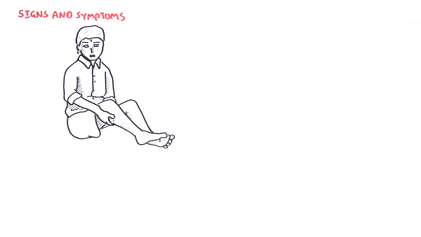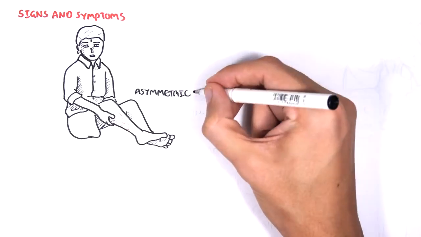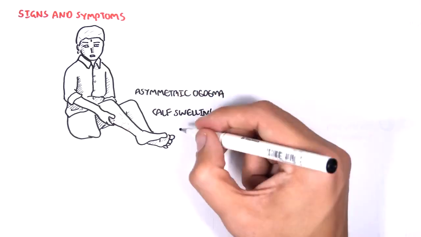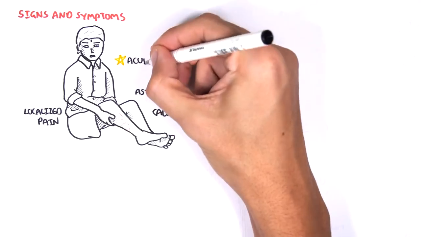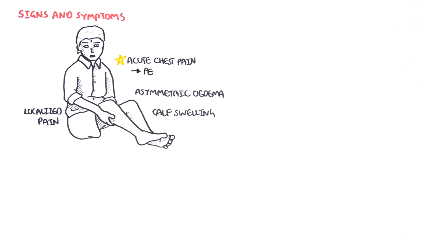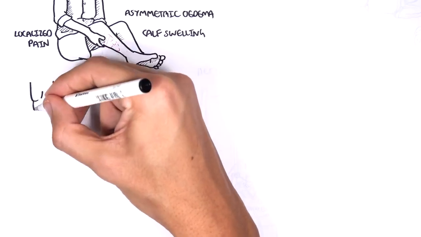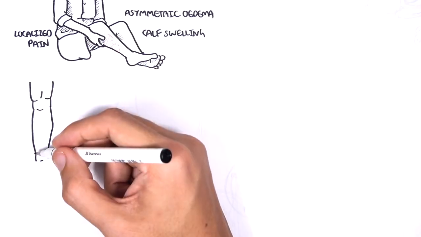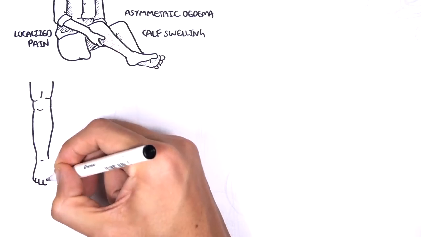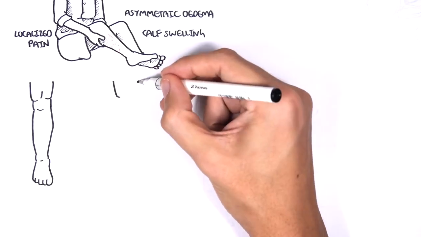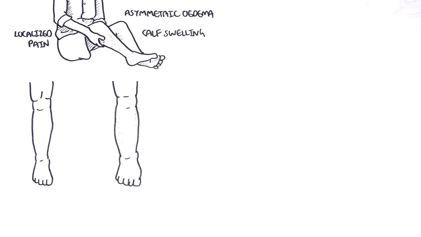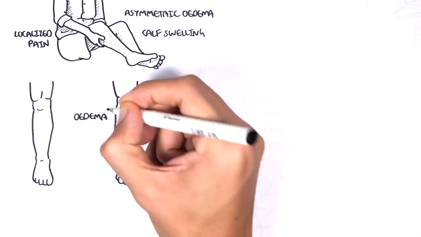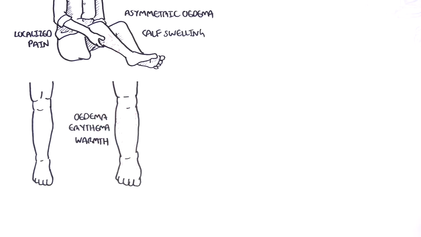The signs and symptoms of DVT include asymmetrical edema, asymmetrical calf swelling, and asymmetrical localized pain in the calf. There can be signs and symptoms of pulmonary embolism as well, which is again a common complication of DVT. Drawing a normal leg, on the left here we have a leg with DVT. The leg with DVT on the left is swollen, has edema with erythema, and is warm.